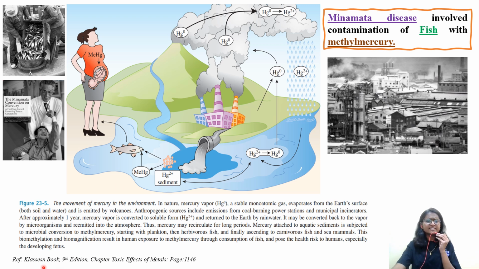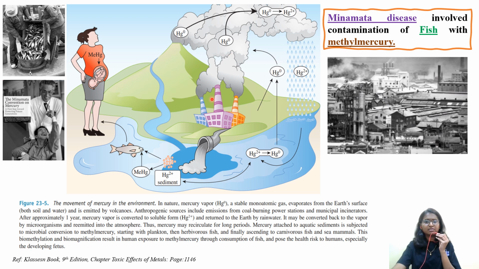So this is directly taken from the Klaassen book, chapter Toxic Effects of Metals, page number 1146. So what is happening in this case is the movement of mercury in the environment. In nature, mercury, Hg, is in the form of mercury vapor, a stable monoatomic gas that evaporates from the earth's surface, both soil as well as water, and is emitted by volcanoes. So either from industrial waste or the volcanoes, this mercury vapor is released into the environment.